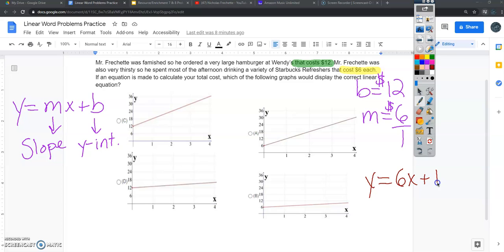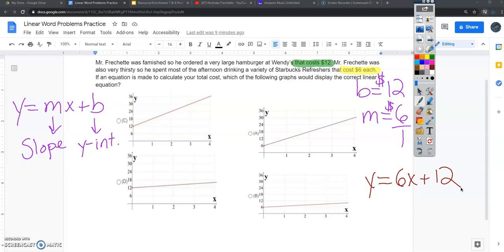Plus 12. Okay, so that's perfect. Do you agree with him, Sonny? Absolutely. You're our YouTube superstar, so I would agree that you would agree. Now this is what we're going to look at. We have 4 graphs. Which graph shows us y equals 6x plus 12?